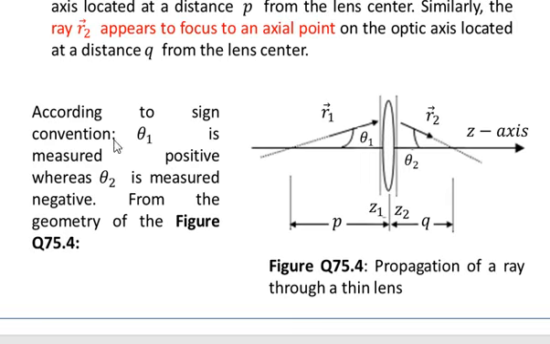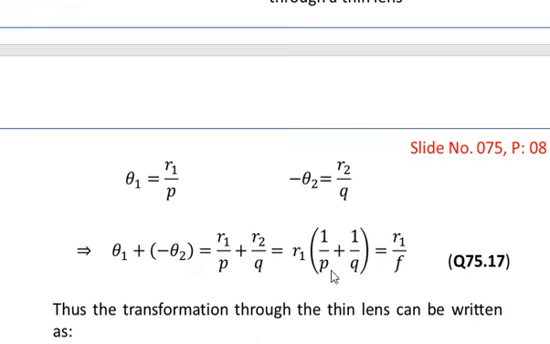According to the sign convention, theta 1 is measured positive, whereas theta 2 is measured negative. From the geometry of the figure shown, we can write that theta 1 is equal to r1 over p, because here we have used tan of theta 1, and tan of theta 1 has been approximated as equal to theta 1 because we are using the paraxial approximation.